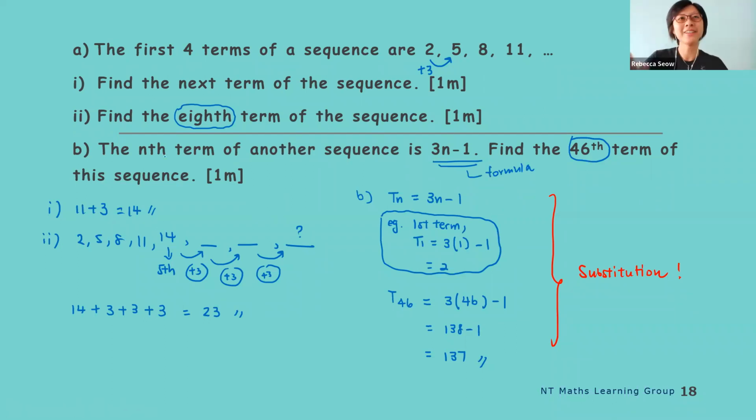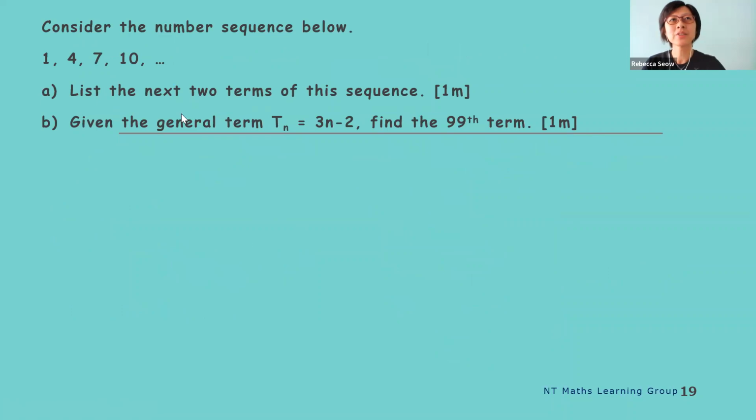Okay, moving on. Final question here. So consider the number sequence below, 1, 4, 7, 10. They want you to list down the next 2 terms of the sequence. So let's see. Looks like the numbers are increasing. And what's the rule? Plus 3, plus 3, plus 3. So the next two terms are 13 and 16. Okay, this one should be quite a giveaway.